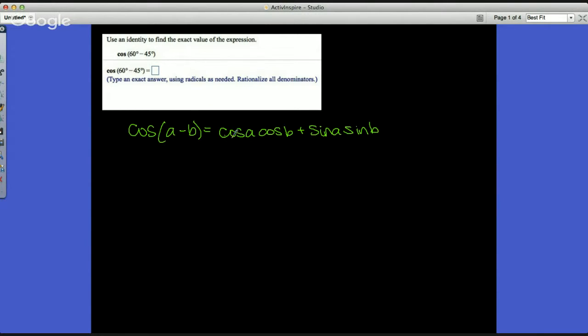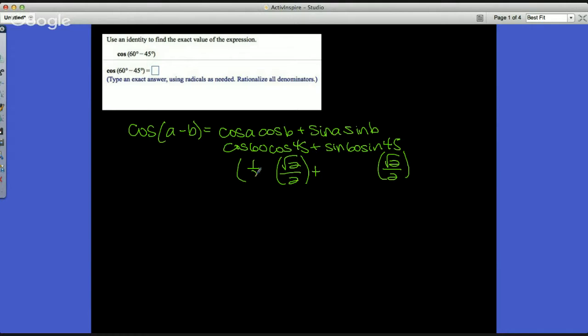Now, because A is 60 degrees, what we have now is cosine of 60, cosine of 45, plus sine of 60, sine of 45. Now, remember sine and cosine of 45 degrees, that's just square root of 2 over 2, right? This is the unit circle. Hopefully you can pull this up either on your phone or probably prefer on your Mac, or maybe you have a hard copy of it. Then we know that the cosine of 60 would be 1/2, where the sine of 60 is square root of 3 over 2.